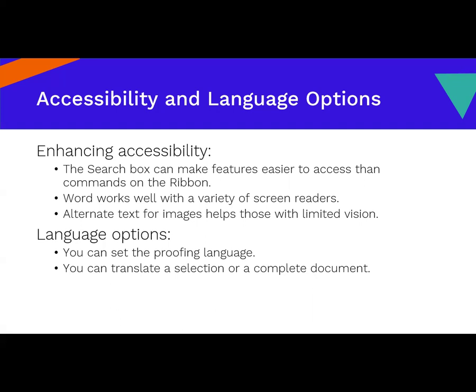Okay. So accessibility and language options. Enhancing accessibility, the search box can make features easier to access than commands on the ribbon. Word works well with a variety of screen readers. Alternate text for images helps those with limited vision. And then you have language options. You can set the proofing language. You can translate a selection or complete the document.